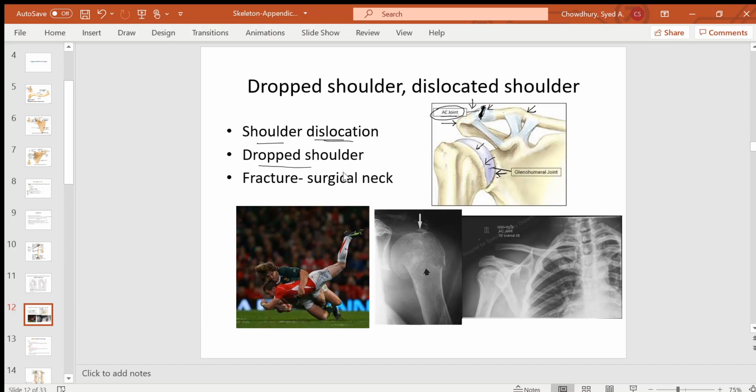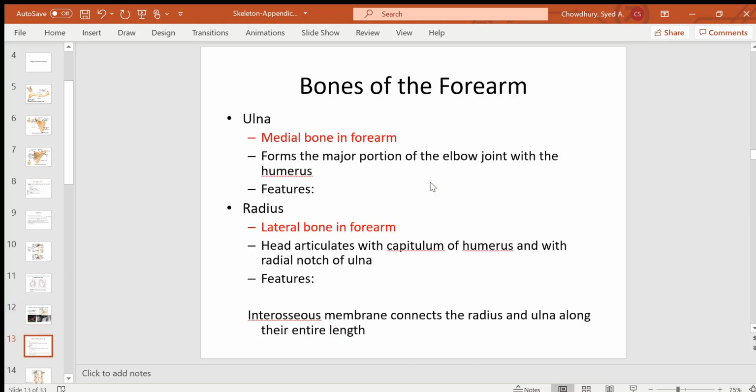Here you see this is the shoulder joint, and this is the acromioclavicular joint here, which got separated, okay. And as I mentioned before, that surgical neck of the humerus, this is the humerus, so surgical neck is here, and fracture occurs very often here, and that is the fracture of the humerus at the surgical neck area.